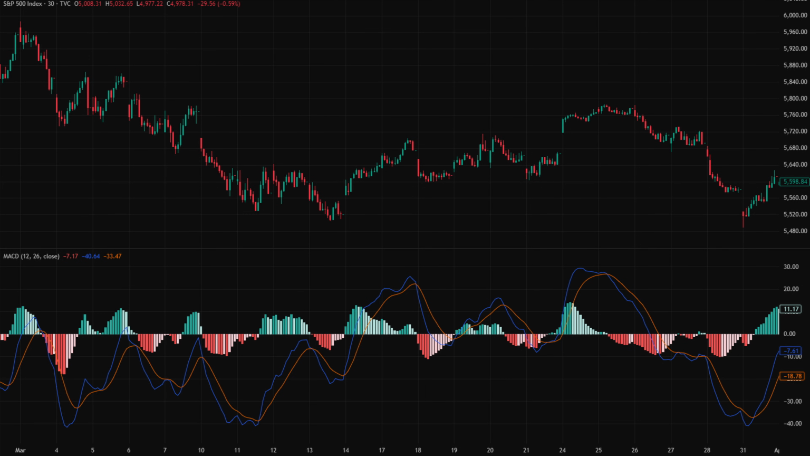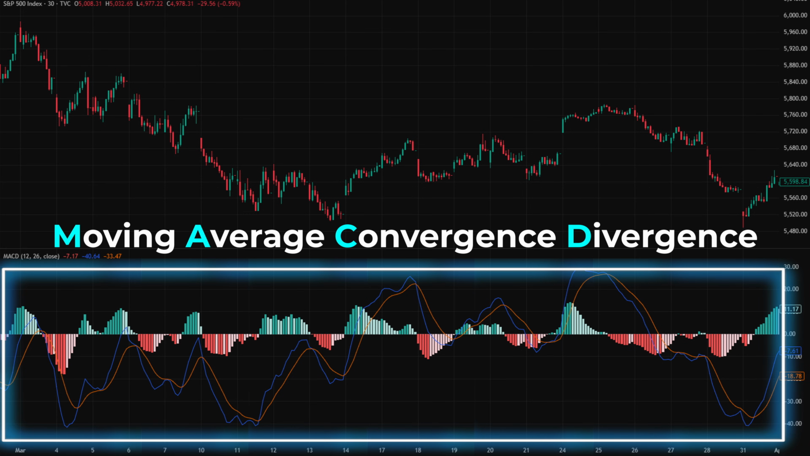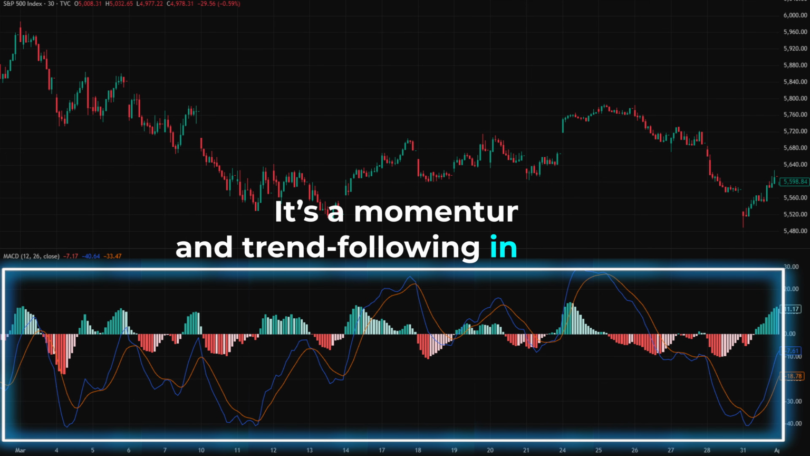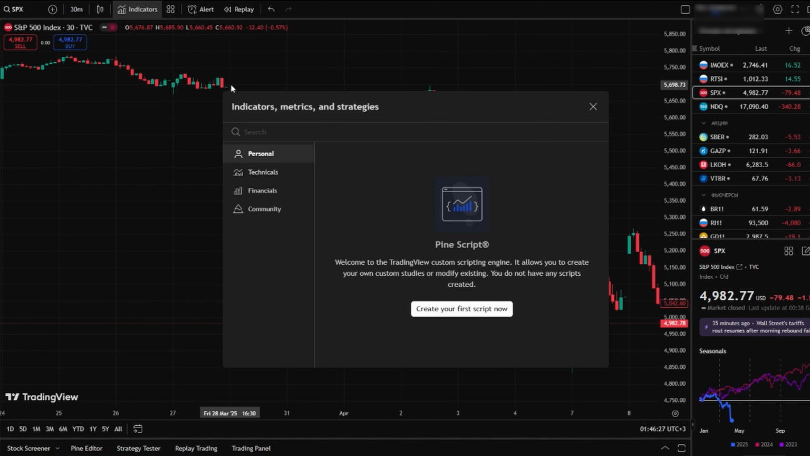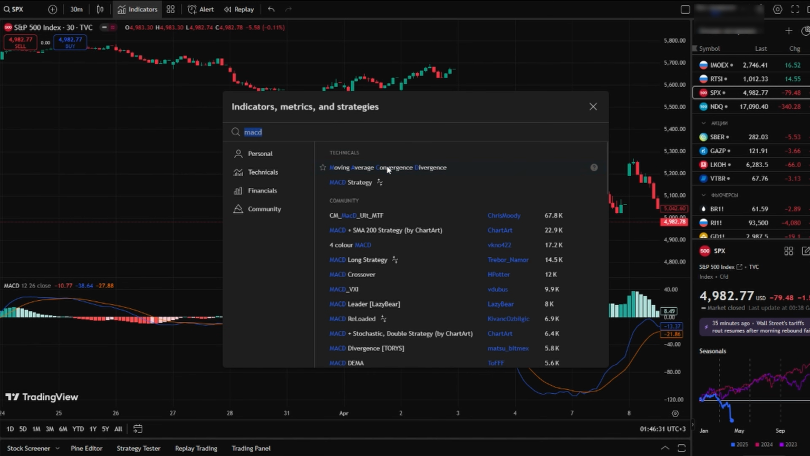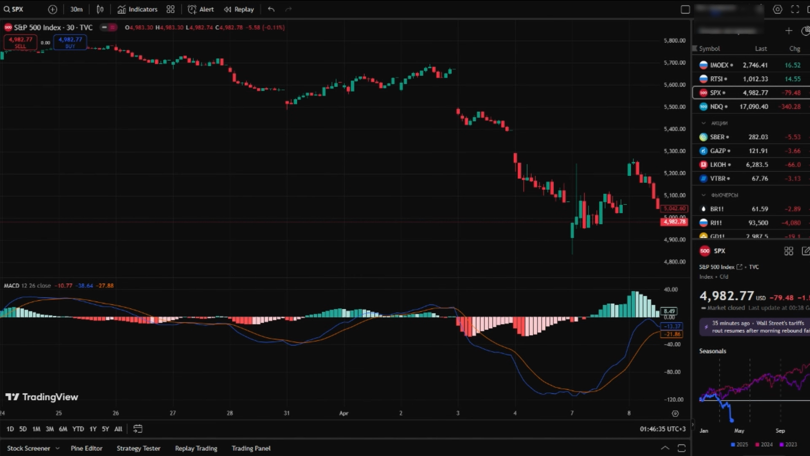Understanding the MACD indicator. First things first, what is MACD? MACD stands for Moving Average Convergence Divergence. It's a momentum and trend following indicator that helps traders identify changes in price strength and direction. Let's go ahead and add it to our chart. Open your Indicators tab. Search for MACD. Select the default one that appears on top.